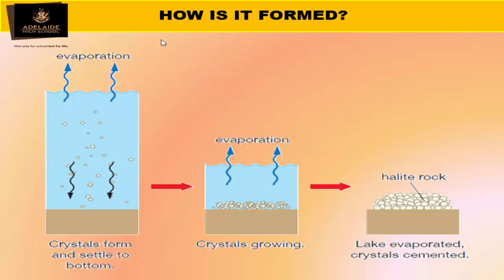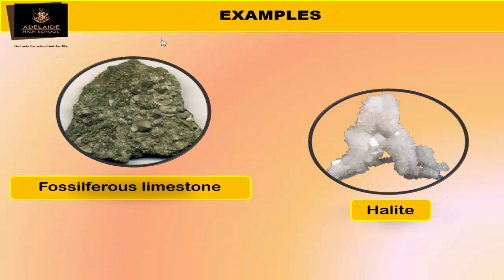It's due to the fact that crystallization occurs. Crystals of sodium chloride are formed on the rocks, and as a result, these crystals are cemented onto the earth or even the rocks itself. Okay, and examples that you see.